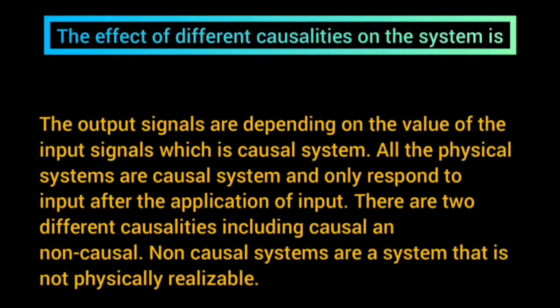Lastly, for C, the output signal depends on the value of the input signal, which is a causal system. All physical systems are causal systems and only respond to input after the application of input. There are two different types of causality, causal and non-causal. Non-causal systems are systems that are not physically realizable.